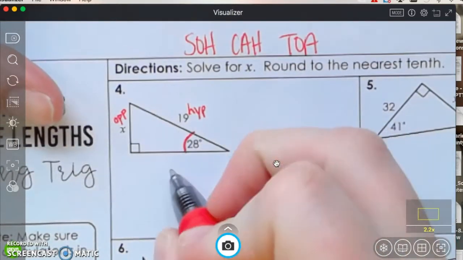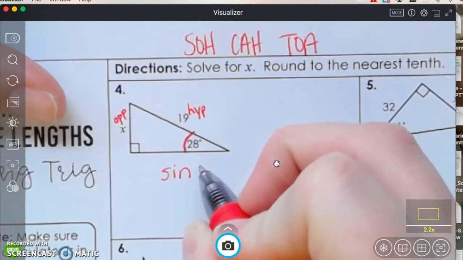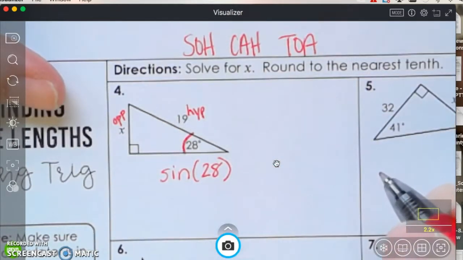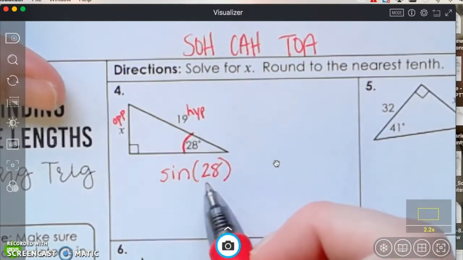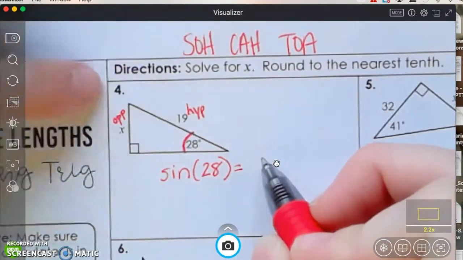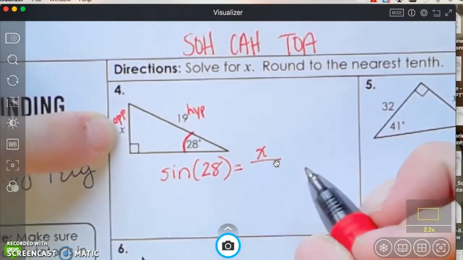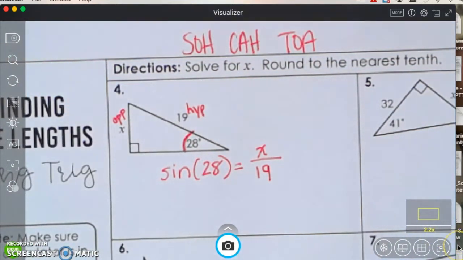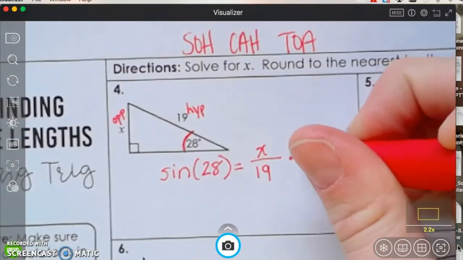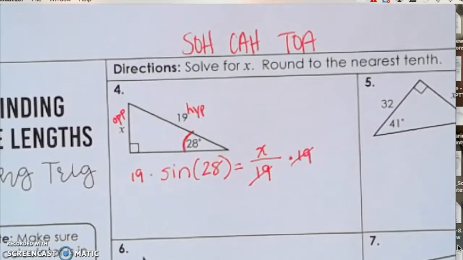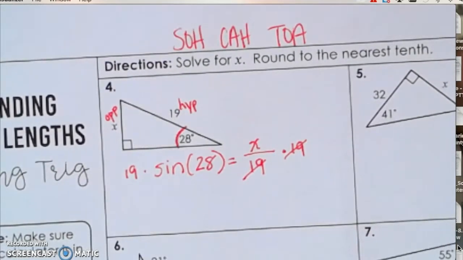So I'm going to say the sine of, instead of the name of the angle, I'm going to use the measurement, which is 28 degrees. This actually simplifies into a number, which we'll use our calculators to find. So the sine of that angle equals my opposite side is x over my hypotenuse, which is 19. My goal here is to go through and solve for x. So I'm going to multiply top and bottom by 19. So in order to find x, I'm just going to go through multiplying 19 times the sine of 28.